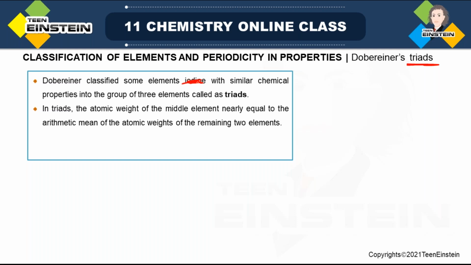He classified some elements with similar chemical properties into groups of three elements. That means in each group there will be three elements. That is why the term is triad.